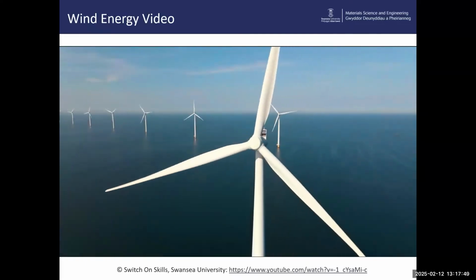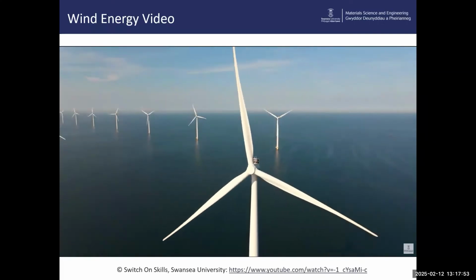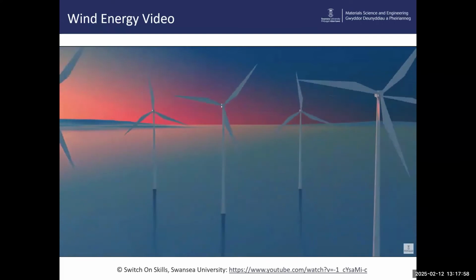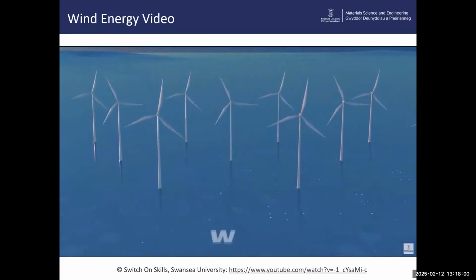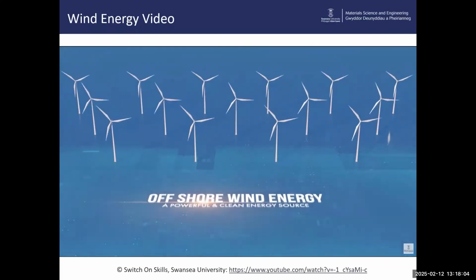Today, we will learn more about the exciting world of offshore wind energy. Ever wonder how those giant wind turbines out at sea work? Stick around, and we'll explain everything you need to know about this powerful and clean energy source.